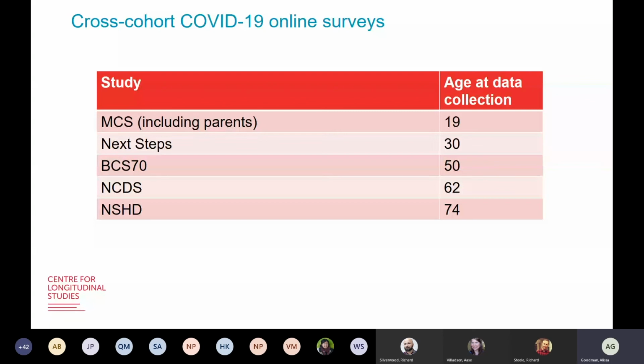So the Millennium Cohort study members are age 19, and I'll just add that we also issued the sample to Millennium Cohort study member parents, who are of course a range of ages, but all have a 19-year-old child. The Next Step study members are age 30, BCS 70 are currently age 50. They all had their birthdays just when the lockdown started. NCDS are age 62 and NSHD are age 74. So as well as being a resource to look at the lifelong factors that affect resilience or vulnerability to the effects of COVID, you can see that it's a resource for cross-generational comparisons.